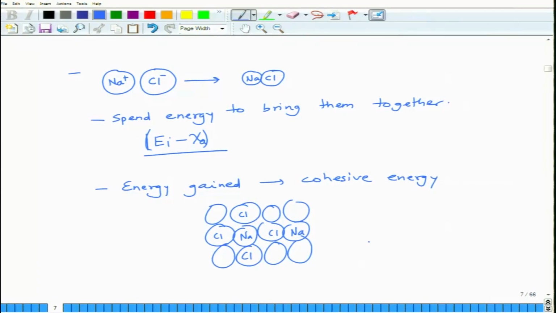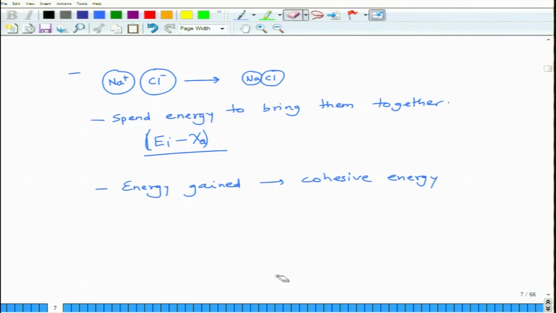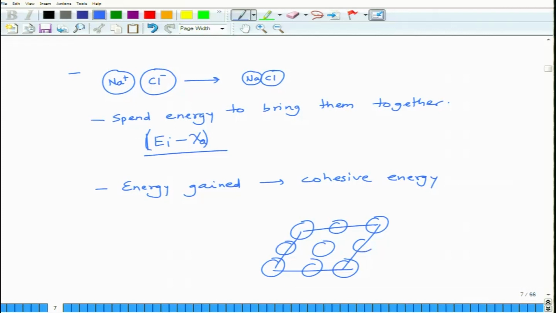So, this is not the right way to do it. Let me just show you. The bottom plane would be something like that. This is a chlorine atom, these will be sodium atoms. So these are all sodium, these are all chlorine, this is sodium. So you put them together, and when you bring them together you gain energy in the form of cohesive energy, and you need to then worry about whether there is a net attraction or not. If there is a net attraction, then the structure is stable. If there is no attraction, if there is more repulsion, the structure is not stable.